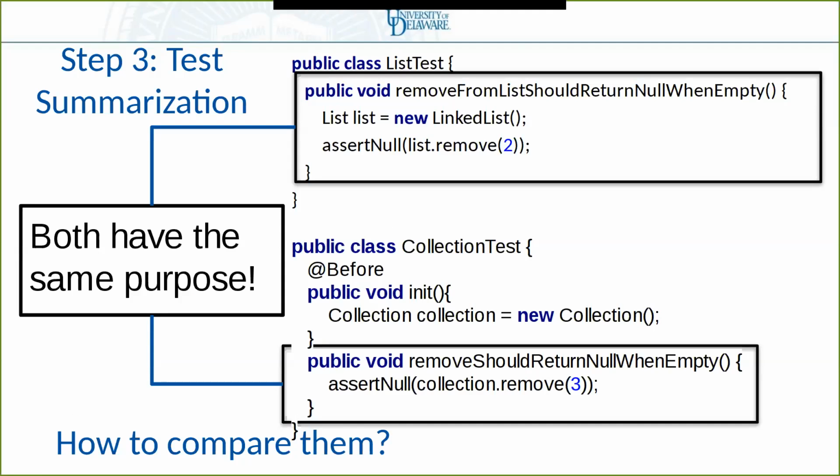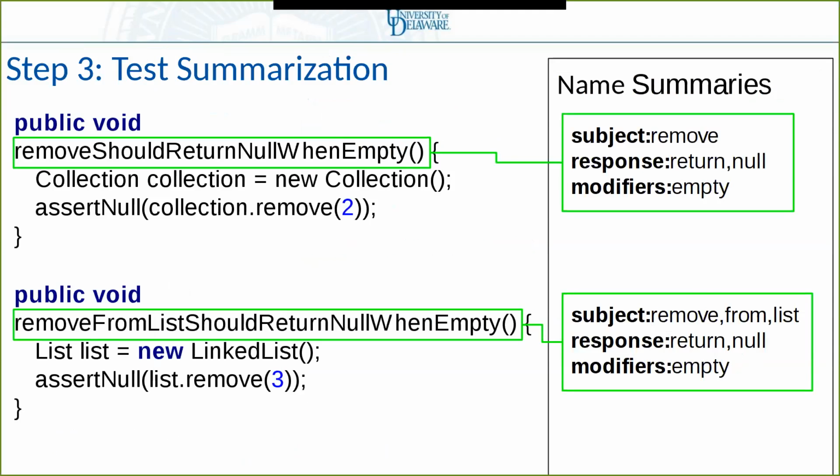Next, we summarize the tests. The purpose of this step is to allow us to be able to compare tests. More specifically, we want to know when tests have the same purpose. In this example, the 2 tests have the same purpose, which is to test the behavior of trying to remove an item from an empty collection. However, they have different names and bodies, making it necessary to have a way to compare them. To compare them, we summarize both the test name and body.